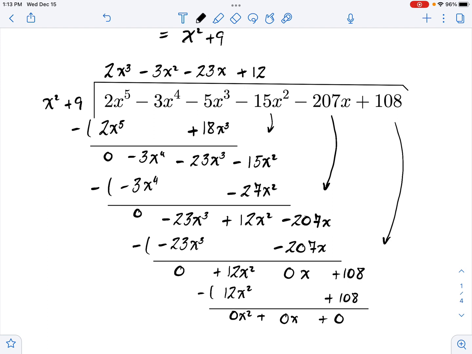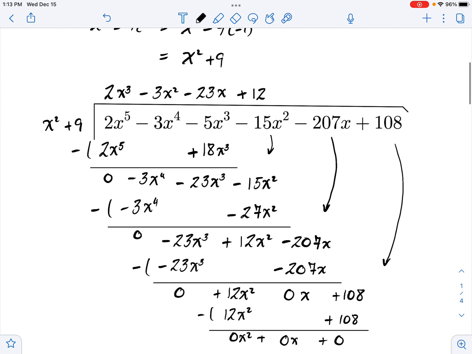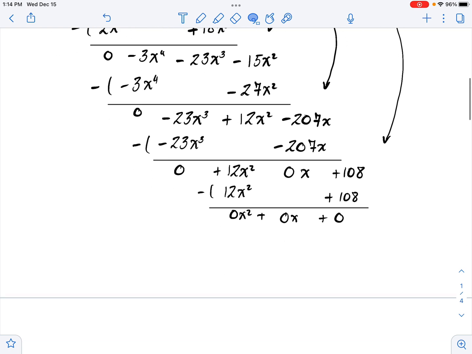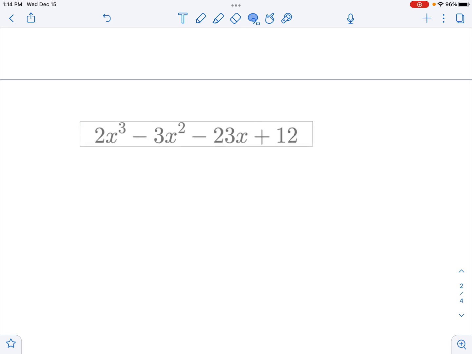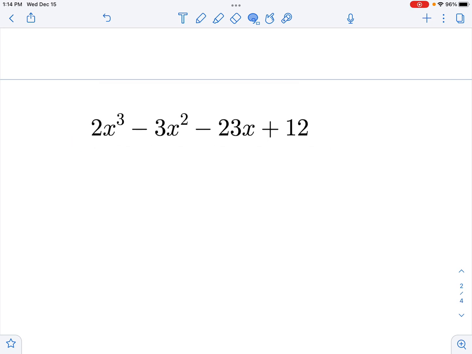And of course, it also means then that 2x cubed minus 3x squared minus 23x plus 12 is also a factor. Let me convert this and bring it down. So this is now my cubic. This contains the other three factors that I'm looking for. So I need to factorize out this cubic. To do that, I'm going to use the rational roots theorem.